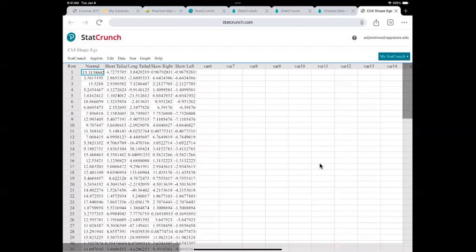Have we all been able to load a data set? Is anybody having challenges in loading a data set? Okay. Since everybody has been able to load a data set.